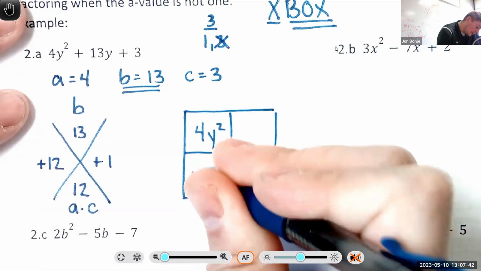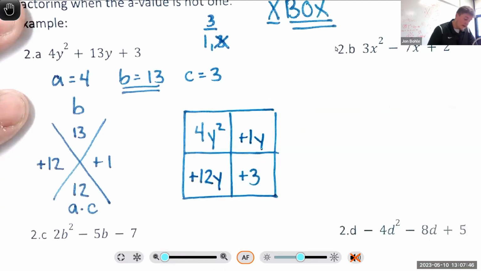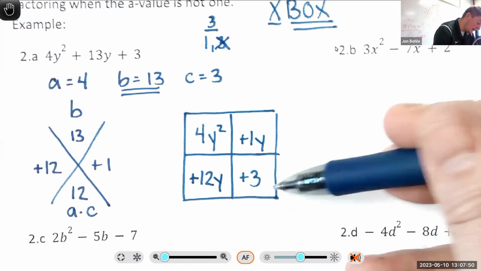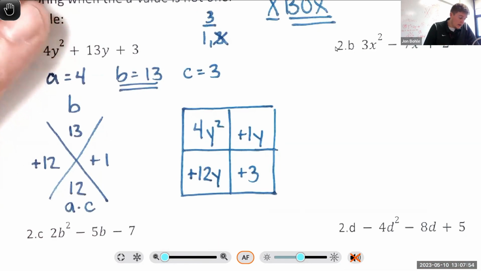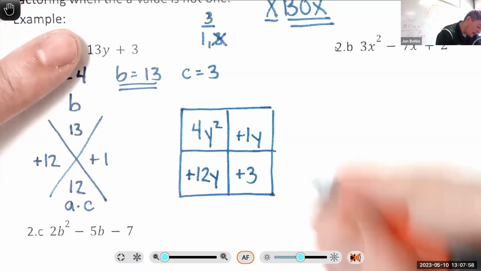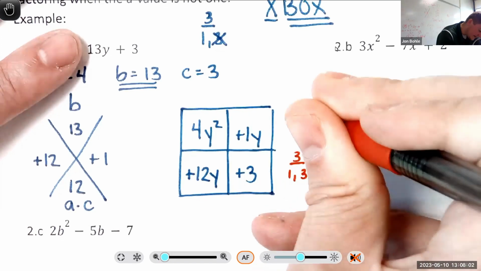So if I were to split this up with the box method, this is what we're going to get. Now what we have to do is try to find the greatest common factor. To find the greatest common factor, it might help to find all the factors. So I'm going to do this one time, and this will be the last time I do this.